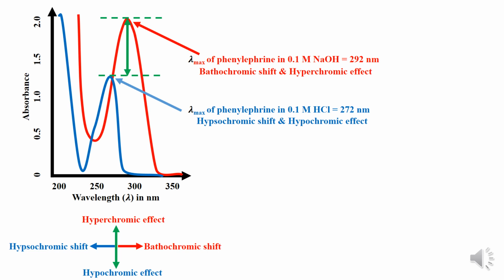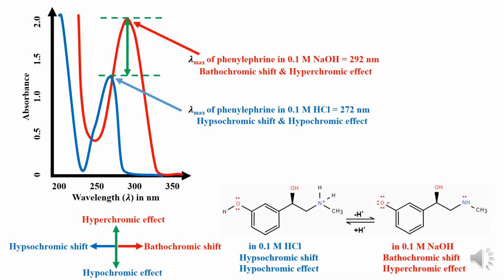Now under basic conditions, this particular drug has a lambda max value of 292 nanometers. So it exhibits bathochromic shift, that is shift in lambda max towards longer wavelength. And you can also see the intensity of the absorption increases. So under basic conditions, phenylephrine exhibits bathochromic shift as well as hyperchromic effect. That is, you see a shift in lambda max towards longer wavelength, as well as the intensity of the absorption also increases.